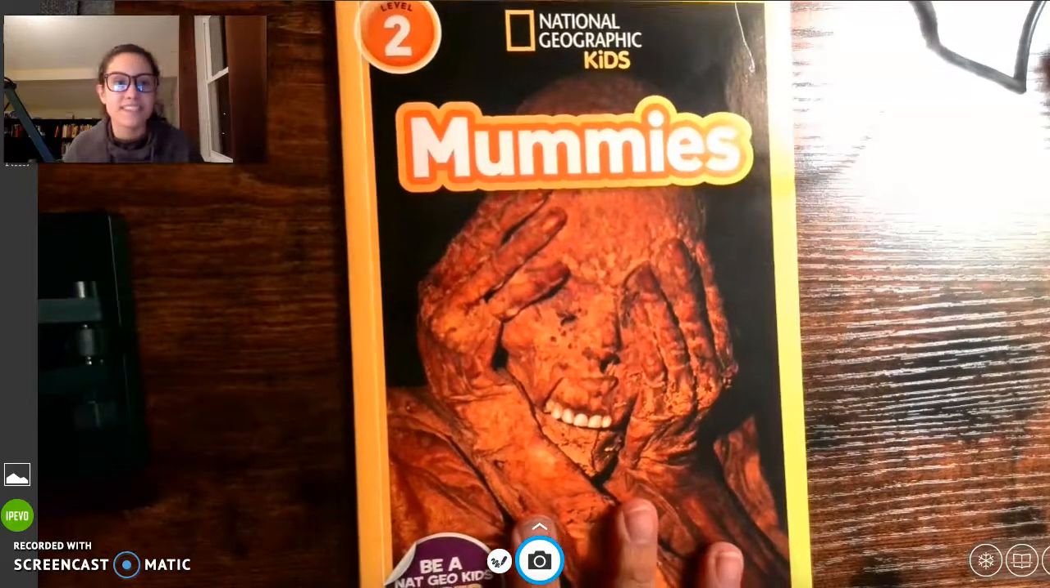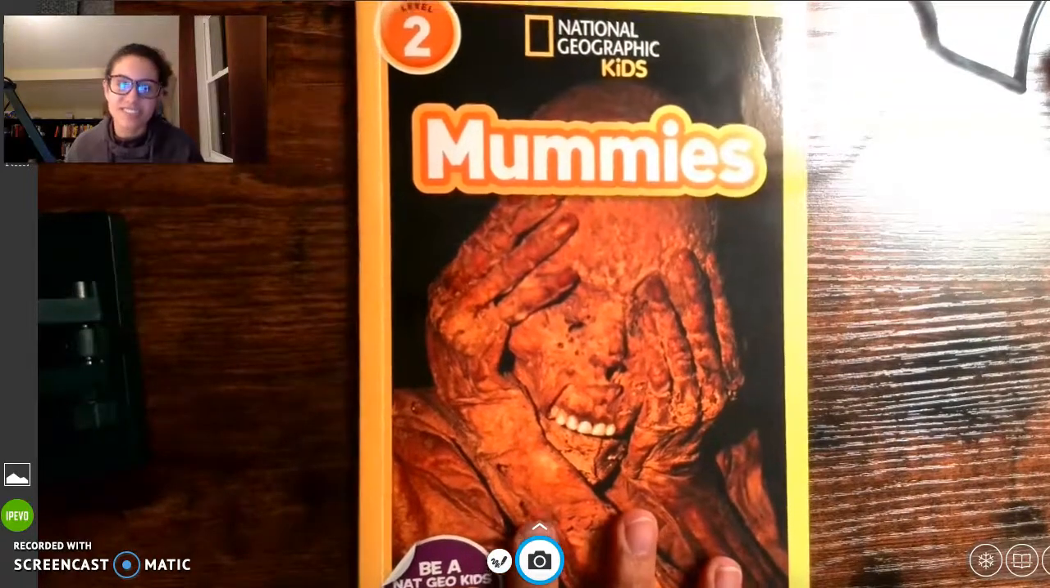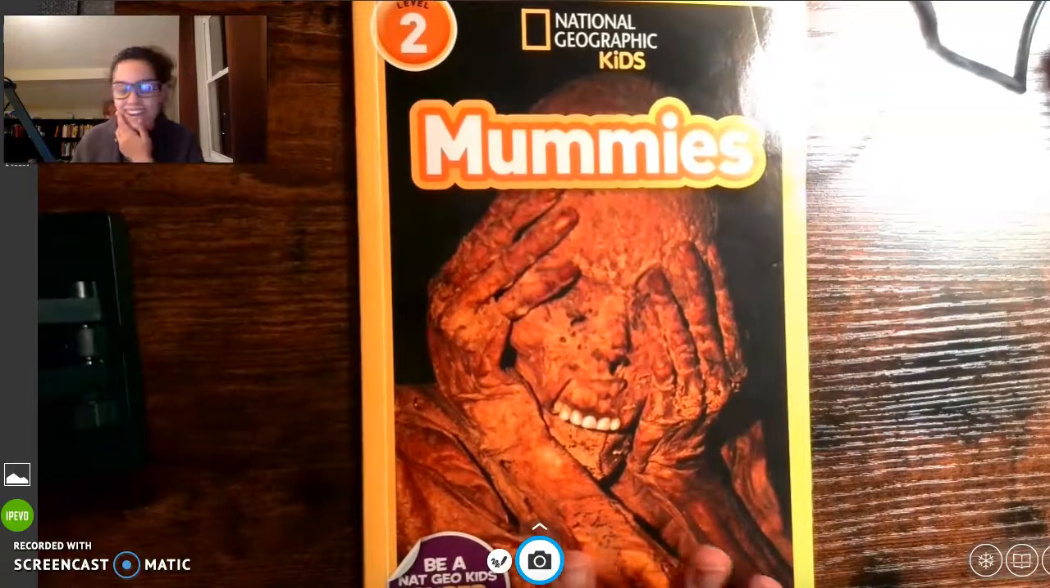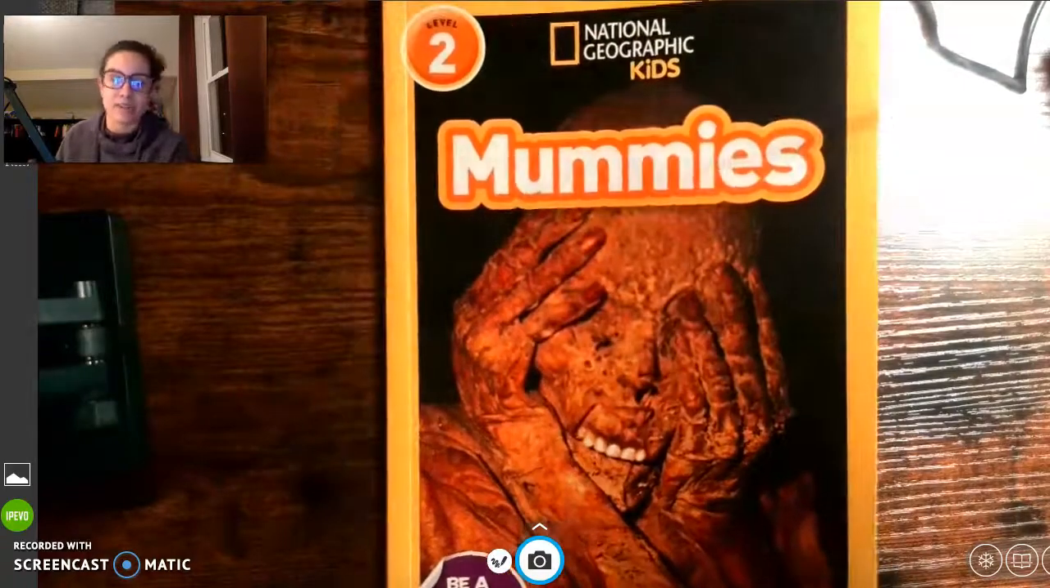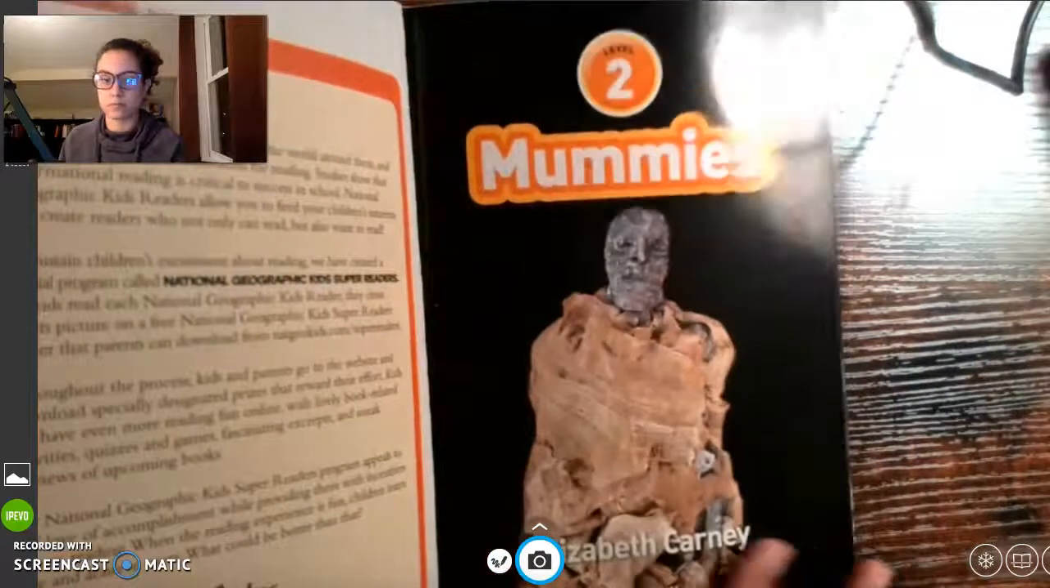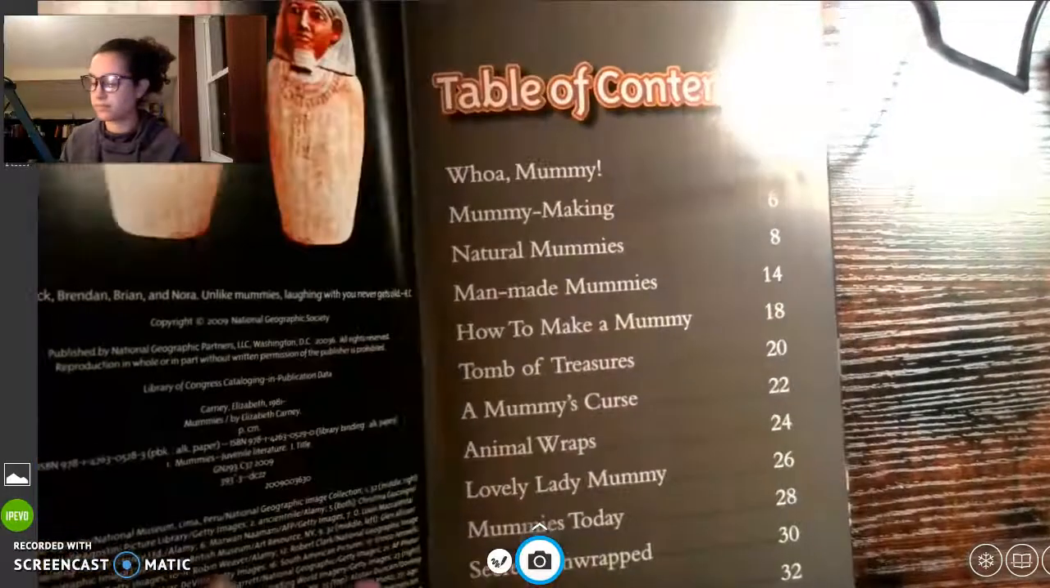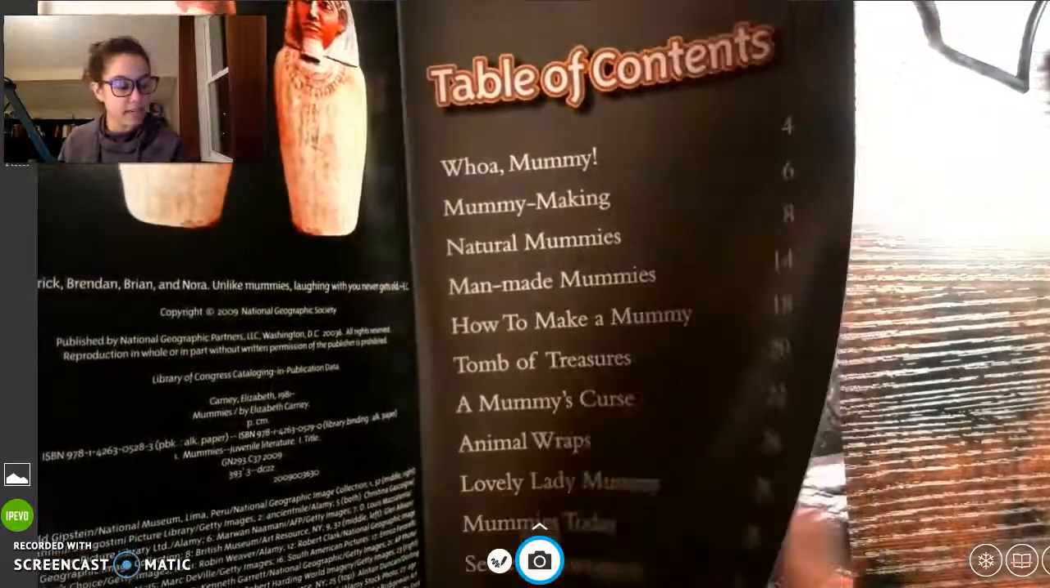So right over here, this is the book Mummies, that hopefully you can see on your screen. And it's kind of gross. It has an icky picture. I'm going to go ahead and do a read aloud of how to read the book fascinated. We have a nice table of contents.